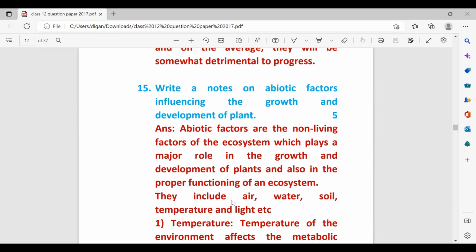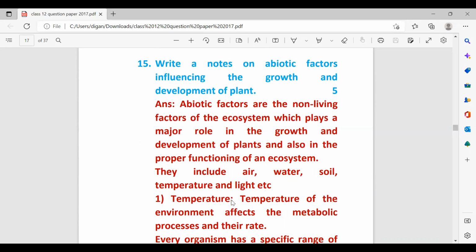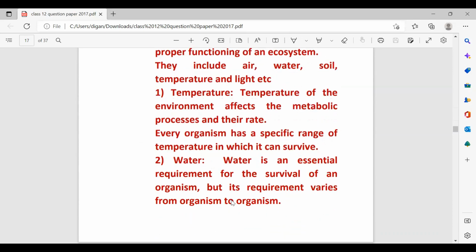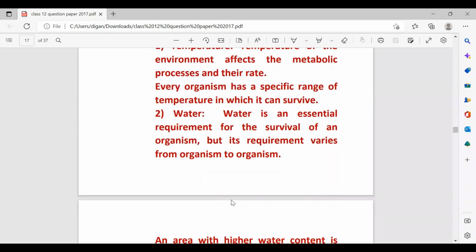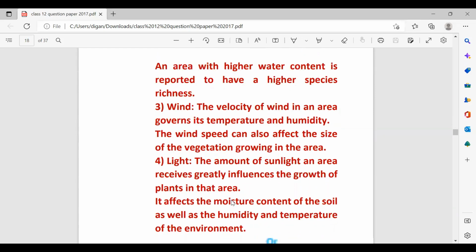Write a note on the abiotic factors influencing the growth and development of plants. So abiotic factor means non-living factor, which are temperature, air, water, soil, etc. So these are the effects of abiotic factors. First one is temperature, second one is water, third one is wind, fourth one is light.